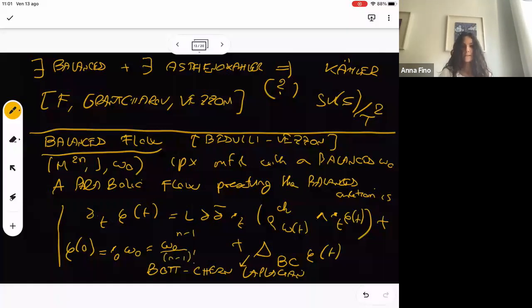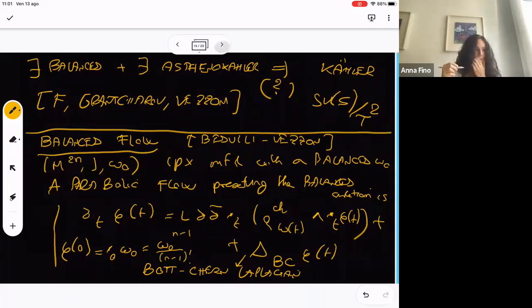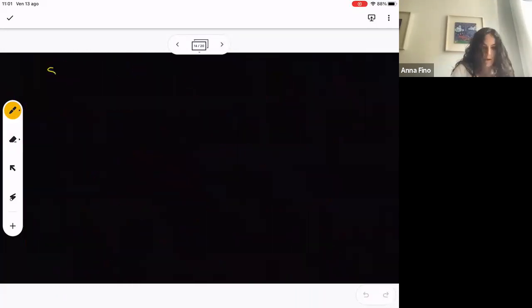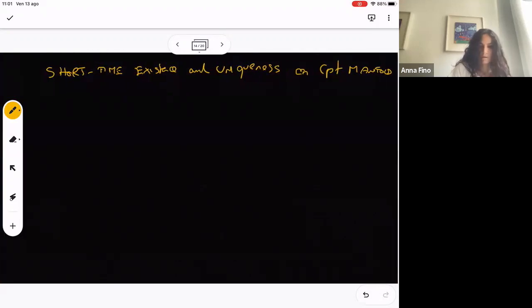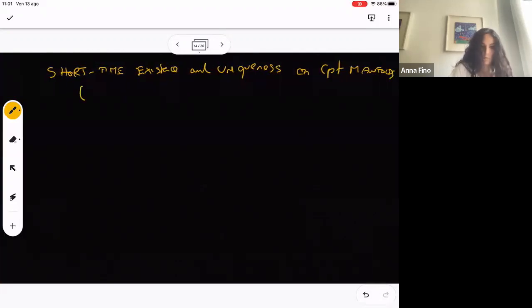Okay, what Bedulli and Vezzoni show is a short time existence. So we have short time existence and uniqueness on compact manifolds. This is due to Bedulli and Vezzoni.